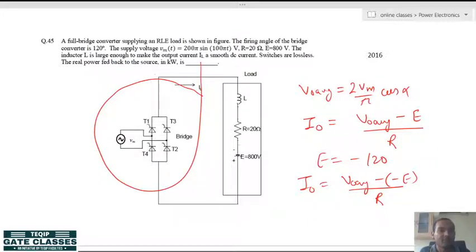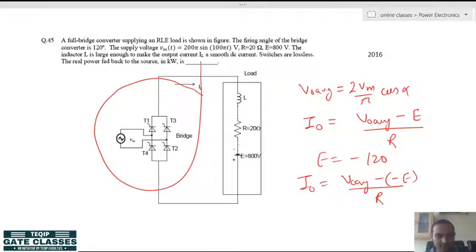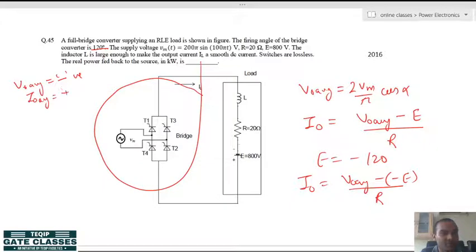So, power fed back to the source. So, power will be fed back. Yes, so here we get I naught is basically this. So, you find V naught average, which should come negative because alpha is greater than 90 degrees, and you find I naught average, which should come positive. So, ultimately the P naught will be V naught average multiplied by I naught average. So, it will be a negative value, and negative power shows that the power is fed back from the load to source. So, just find out.